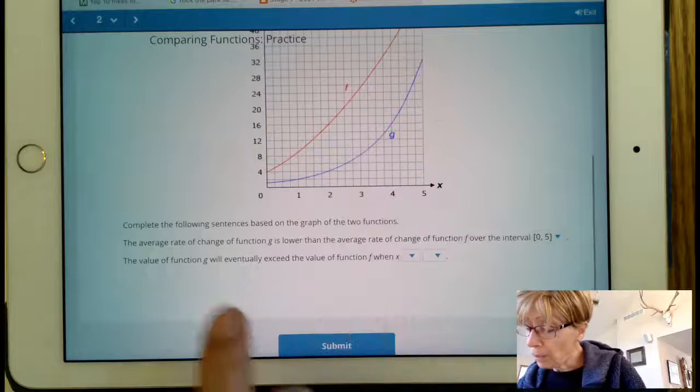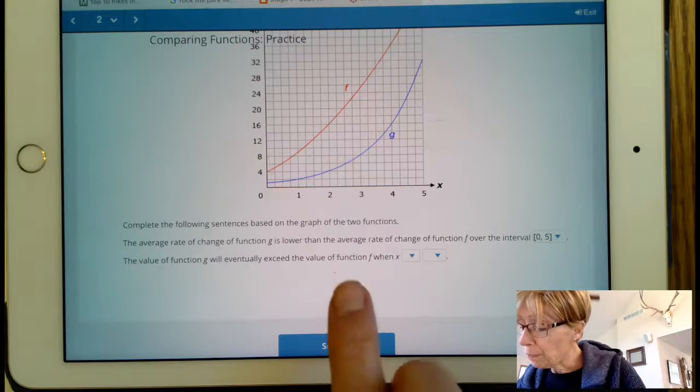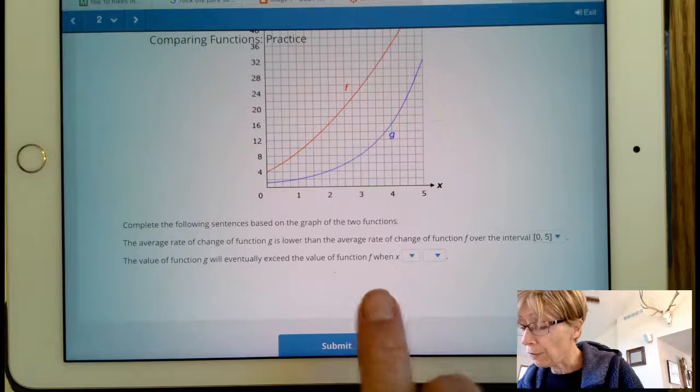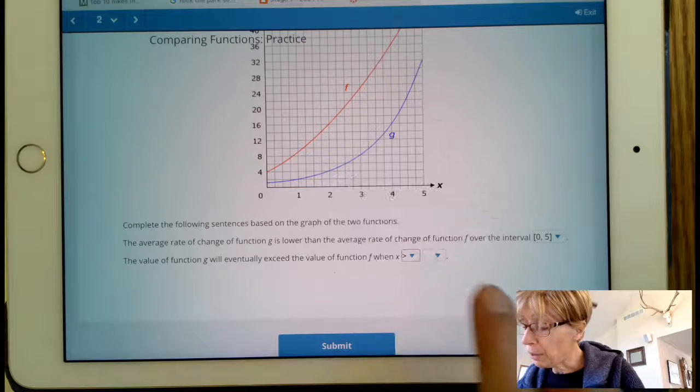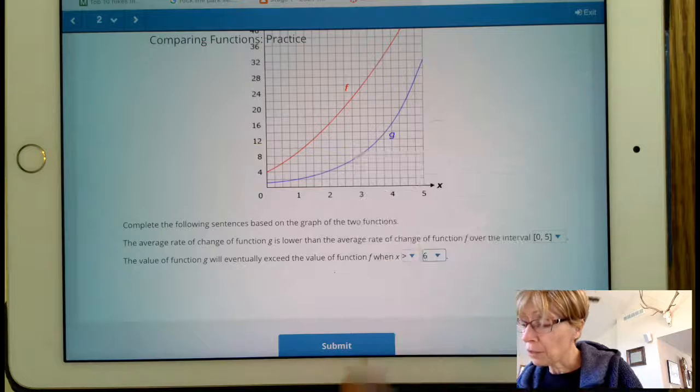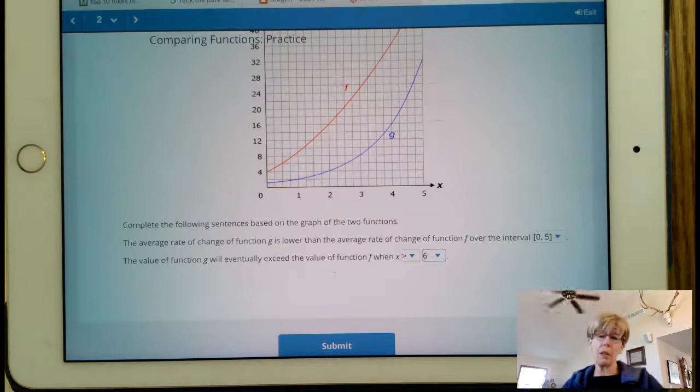And the value of the function g will eventually exceed the value of function f. So when x is greater than 6. So we couldn't see it on our picture, but when we did type it into Desmos, we were able to figure out what the answer was.